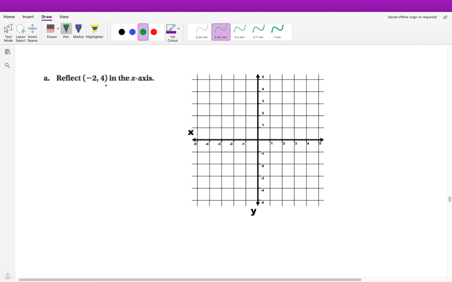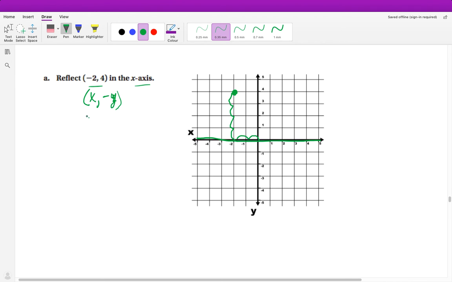So it says reflect -2, 4 along the x-axis. So that means that we're reflecting along this line here. So first thing I'm going to do is I'm going to plot it. Well, -2, 4, so it's 1, 2, 1, 2, 3, 4. So when we're plotting around the x-axis, remember, our x value does not change, so that means we're taking the opposite of our y value.